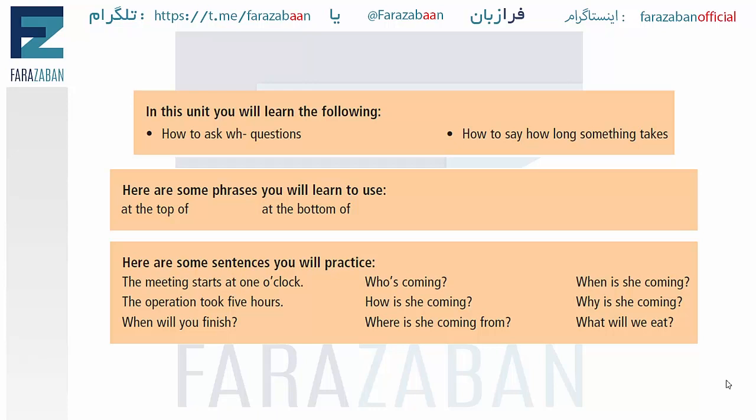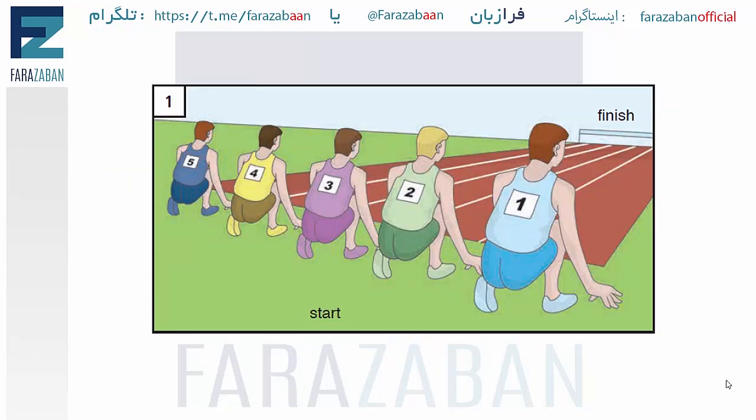And here are some sentences you will practice. The meeting starts at 1 o'clock. The operation took 5 hours. When will you finish? Who's coming, which is the short form of who is coming. How is she coming? Where is she coming from? When is she coming? Why is she coming? What will we eat?